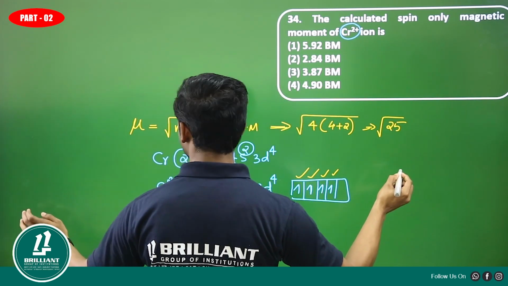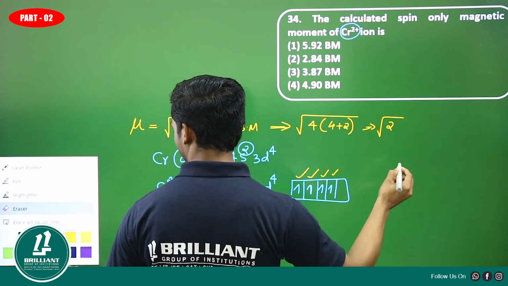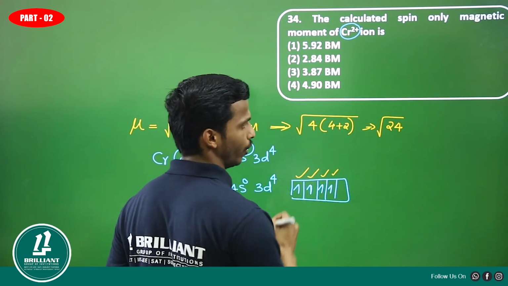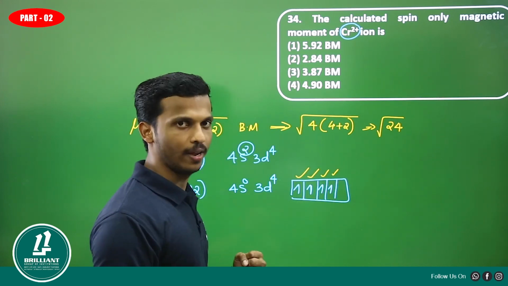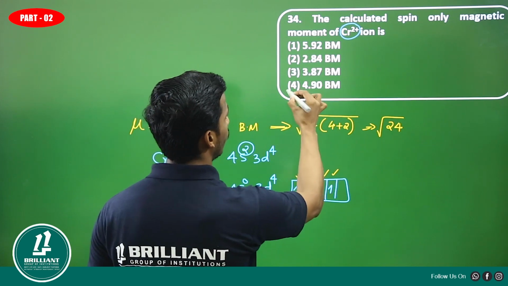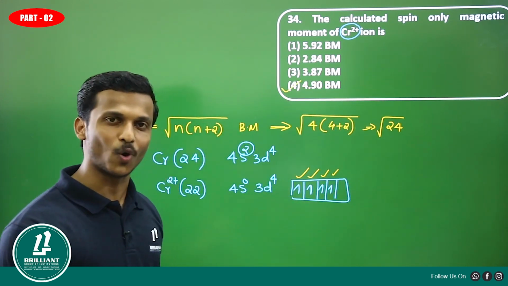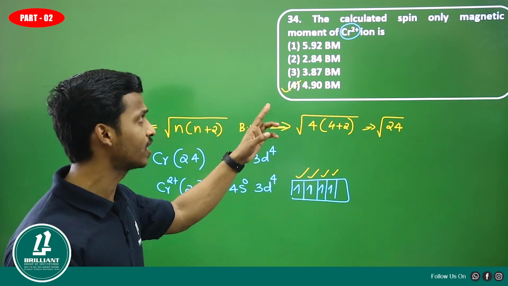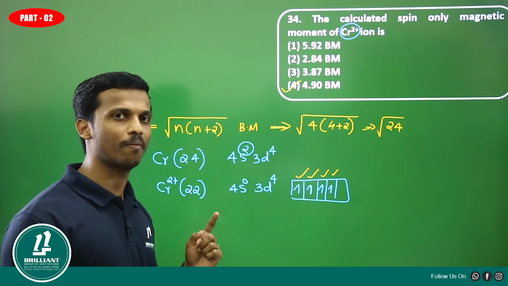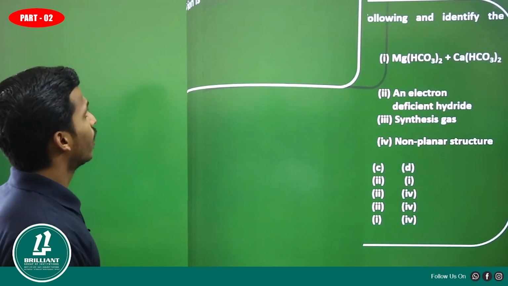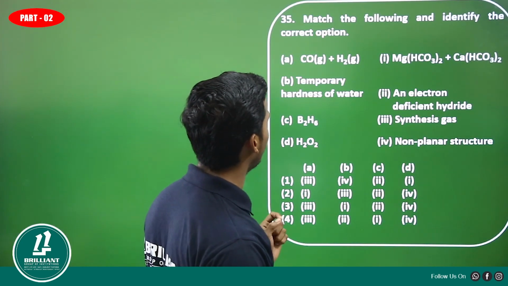Student, here it is root 24. Root 25 is equal to 5. So root 24 is nearby 5, right? That is equal to 4.90 Bohr magneton. So the magnetic moment of Cr2 plus is 4.9 Bohr magneton. Answer is the fourth one. Now, let's go to question number 35.